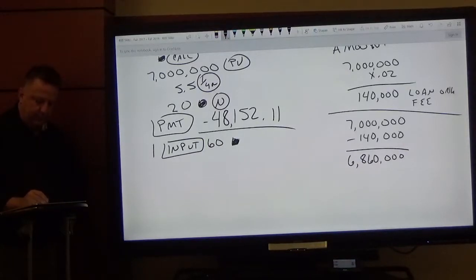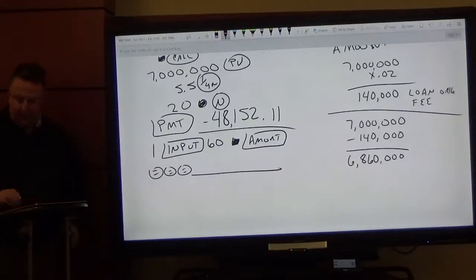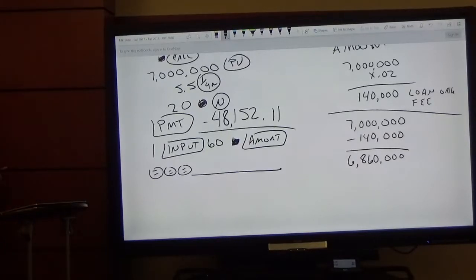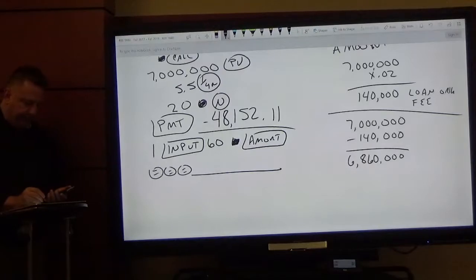Shift, amortize, equal, equal, equal. Get our balance. Hold on. Because he's doing it on the 6.8, it's not doing it on the 7. Okay. So we get that. One input, 60, shift, amortize, equal, equal, equal. All right. So our balance is going to be 5,893,169.33.